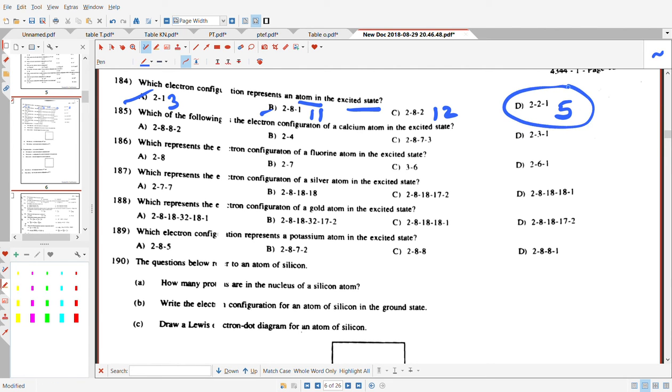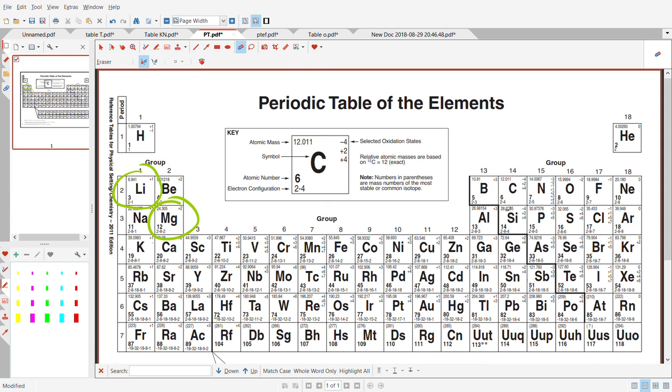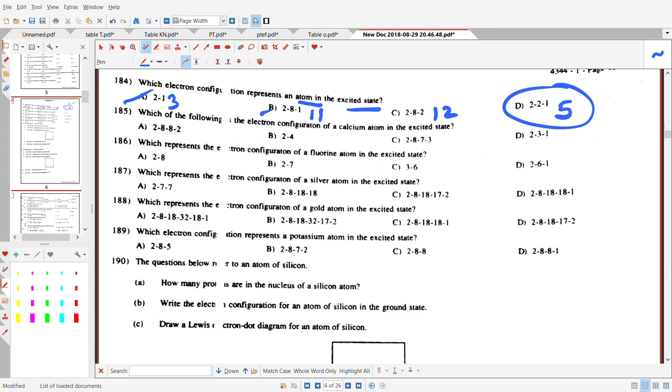But if we look up atomic number 5, 5 is supposed to be 2-3. Right over here, 2-3. So boron is supposed to be 2-3, but instead 2-3 became a 2 and then skipped 1. The electrons went up.